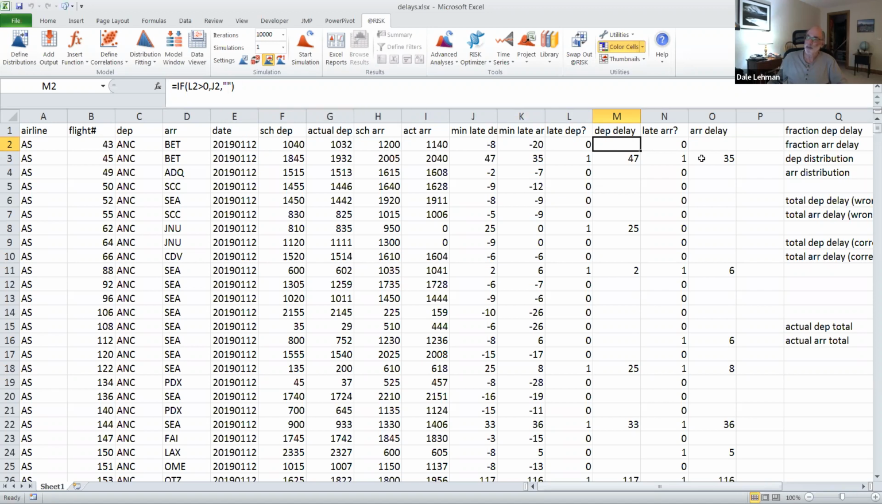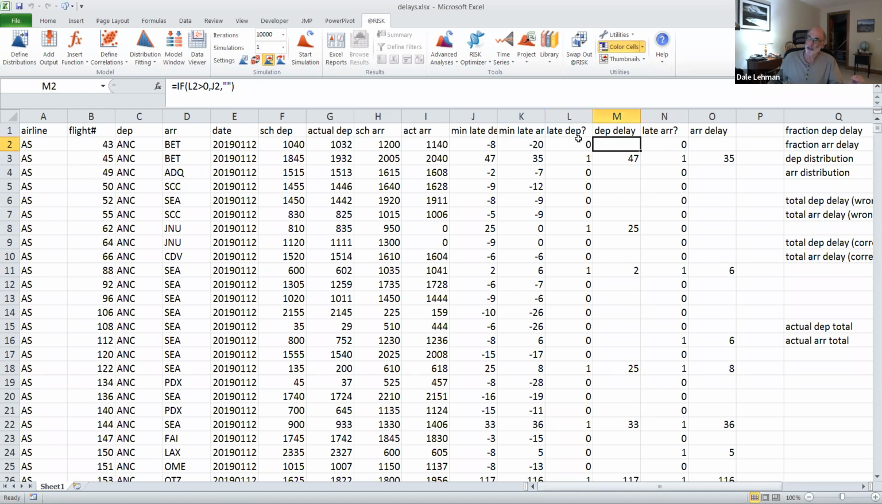And the reason for leaving it blank rather than putting in a 0 is I want to look at the distribution of how long the delays are. And if it has zeros in there, it's counting the zeros. With the severity distribution, you want to know when a sale is made, or when an event happens, how big is it? So when it's late, how late is it? Not is it late or not? That's what the frequency distribution picks up.